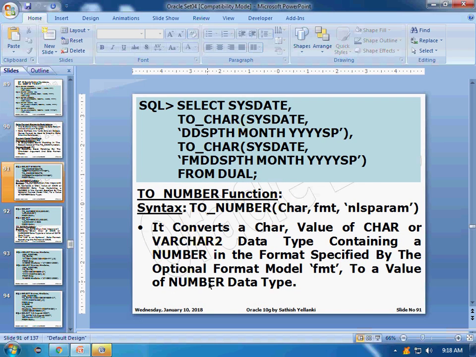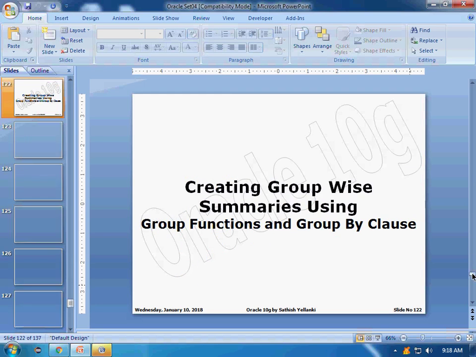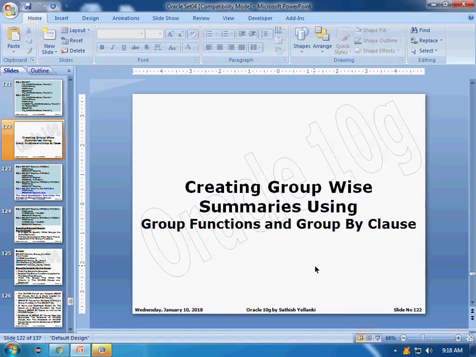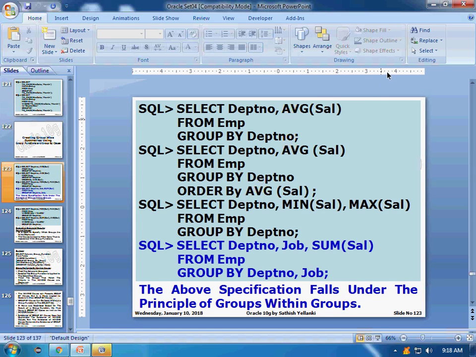So we have been working with your group functions in yesterday's class. Whenever you are working with your group functions, we have been seeing that the granularity levels of the data will definitely change according to the type of the function you are fundamentally using.